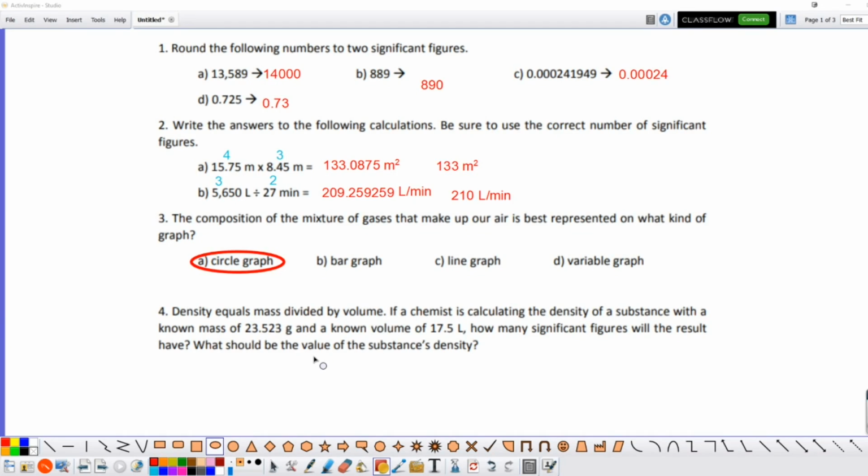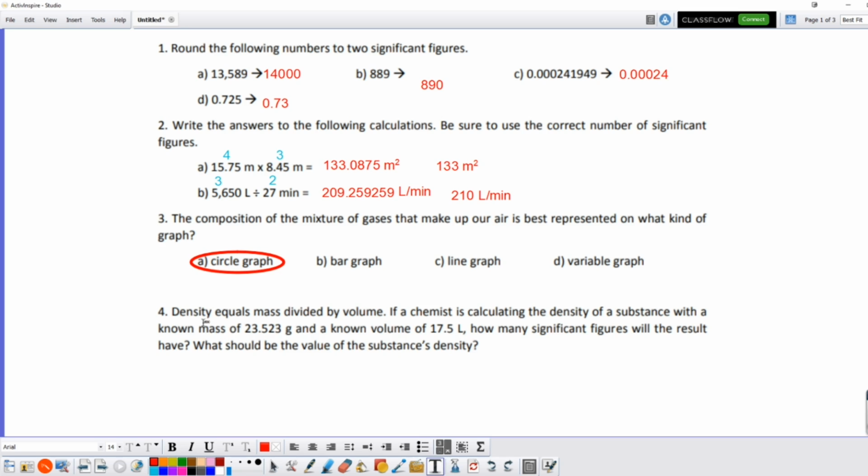Number 4 says density equals mass divided by volume. If a chemist is calculating the density of a substance with a known mass of 23.523 grams and a known volume of 17.5 liters, how many significant figures will the result have? What should the value of the substance density be? A couple of things we're doing here. They're doing a density equation. If we recall from a few notes ago, the equation for density is D equals mass divided by volume. So what type of calculation do you have to do here? You have to do a division.